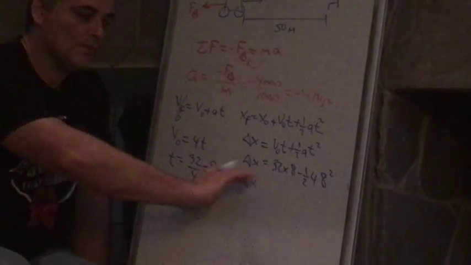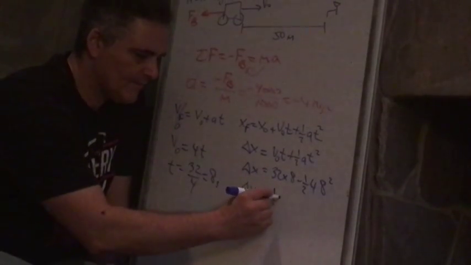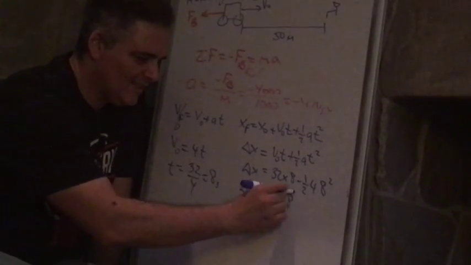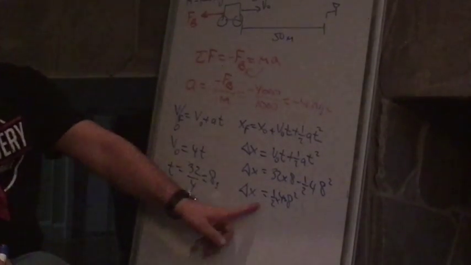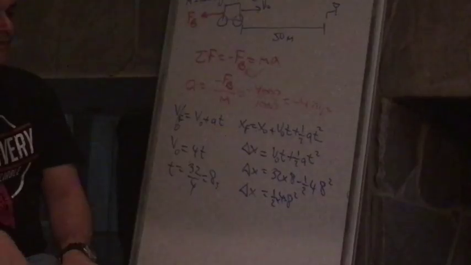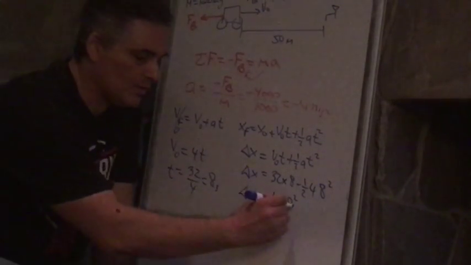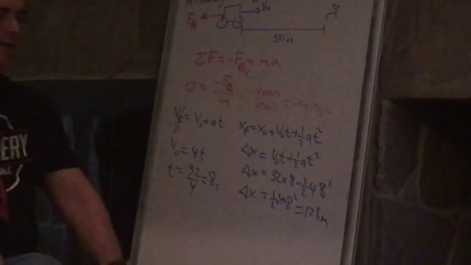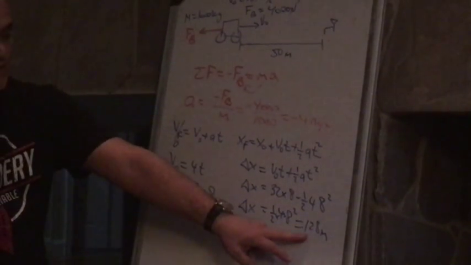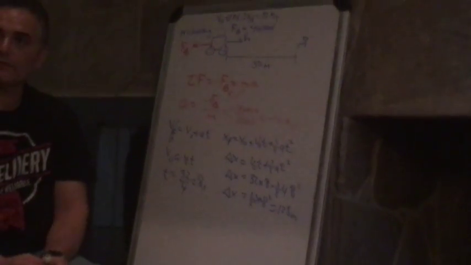But you are more than welcome to do the whole thing in a calculator. I just like minimizing how much I have to do. So it's 1/2 of 4 times 8 squared, or 2 times 8 squared. 8 squared is 64, so 2 times 64 is 128. So the distance to stop is 128 meters. So definitely the deer's eating grill.